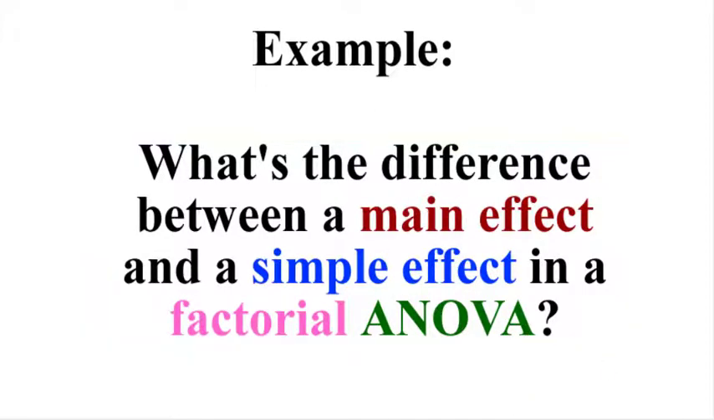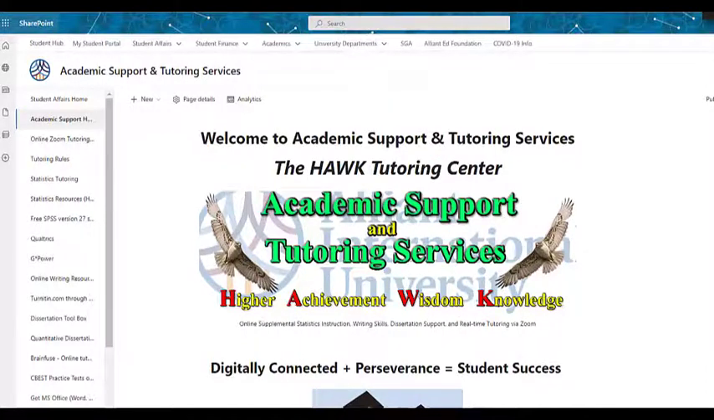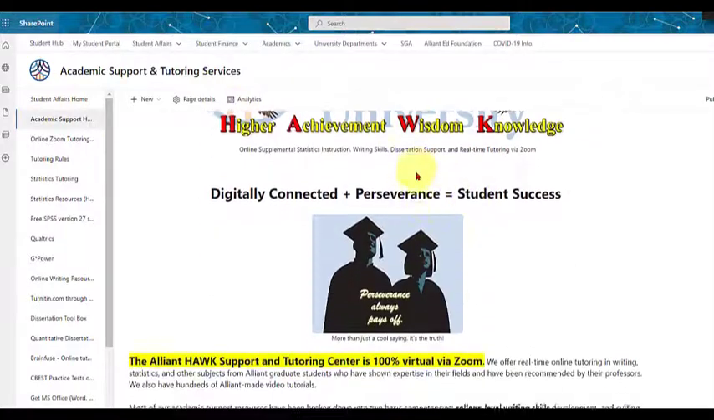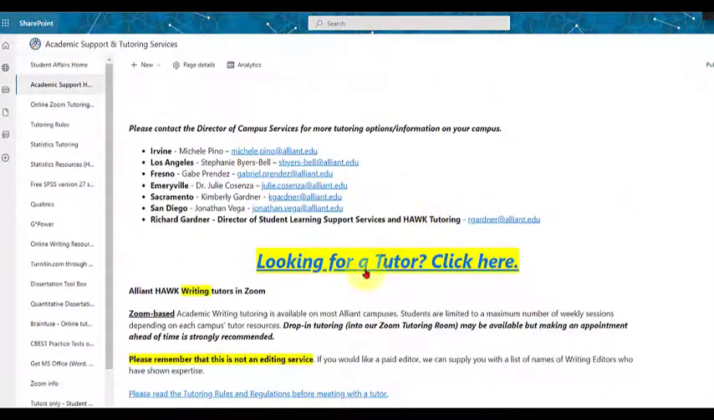Please hold. This is how you get to our website. It is under Student Services, and we're the Academic Support and Tutoring Services. Okay, here's our main page. It has all the important stuff. Again, if you need a tutor, let us know.